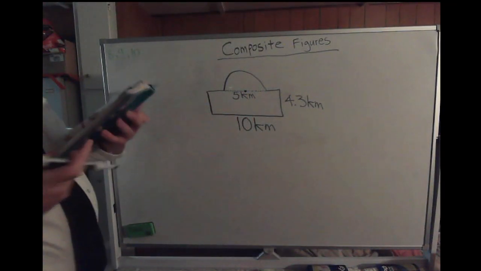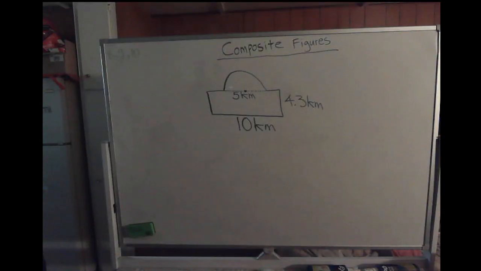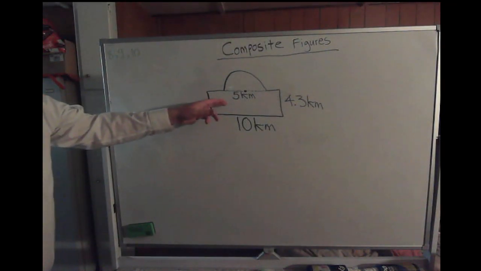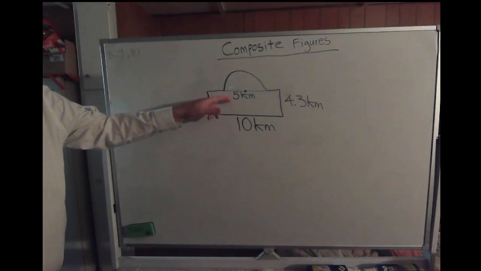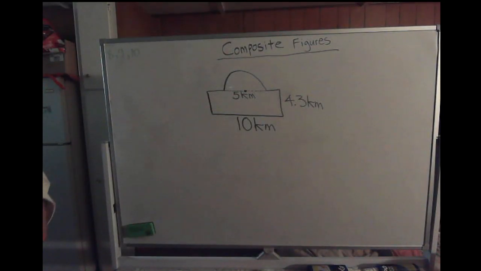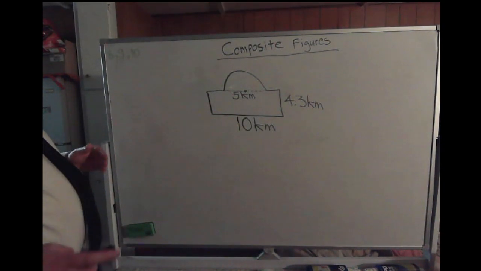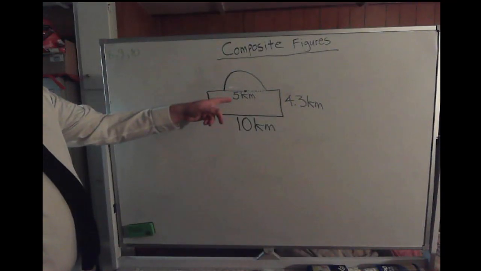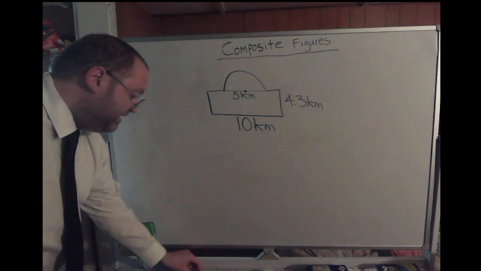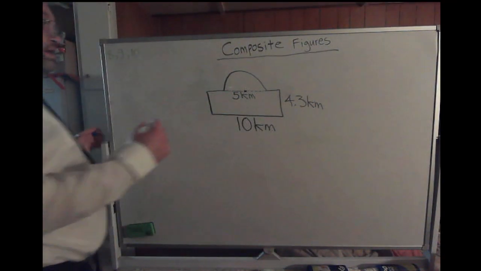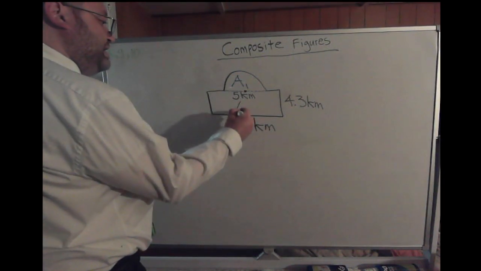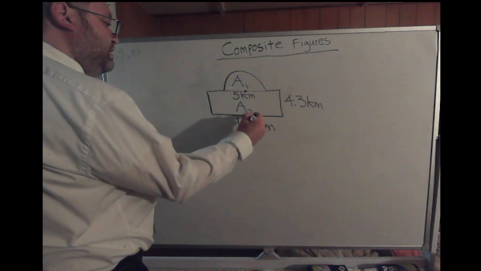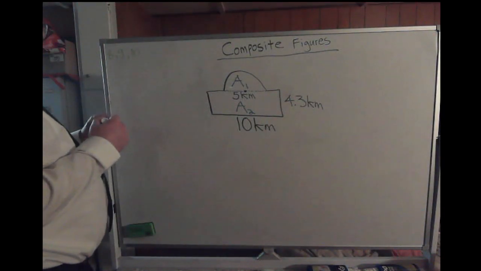Okay, so what we have here, we have a square and a semicircle, not a square, a rectangle and a semicircle joined together. What we got to do then, apparently, is we got to separate the semicircle from the rectangle. We got to find the area of each of these individually. I'll call the semicircle area 1. I'll call the rectangle area 2.